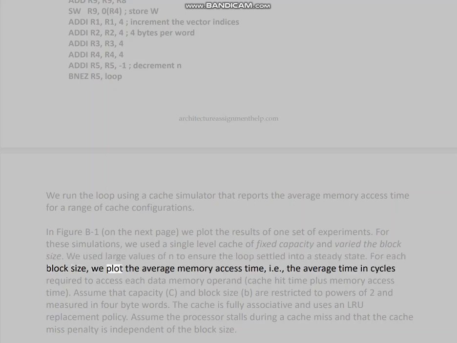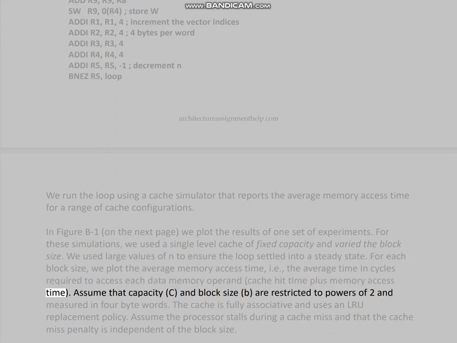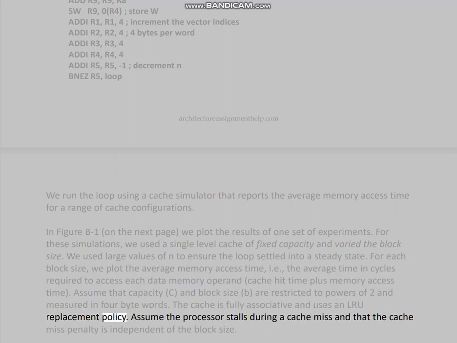For each block size, we plot the average memory access time, i.e., the average time in cycles required to access each data memory operand, cache hit time plus memory access time. Assume that capacity, C, and block size, B, are restricted to powers of 2 and measured in 4-byte words. The cache is fully associative and uses an LRU replacement policy. Assume the processor stalls during a cache miss and that the cache miss penalty is independent of the block size.